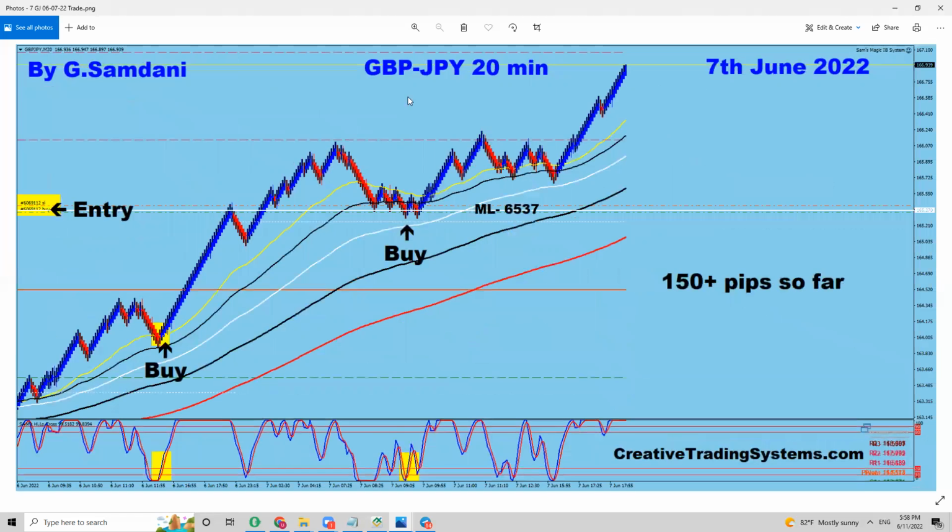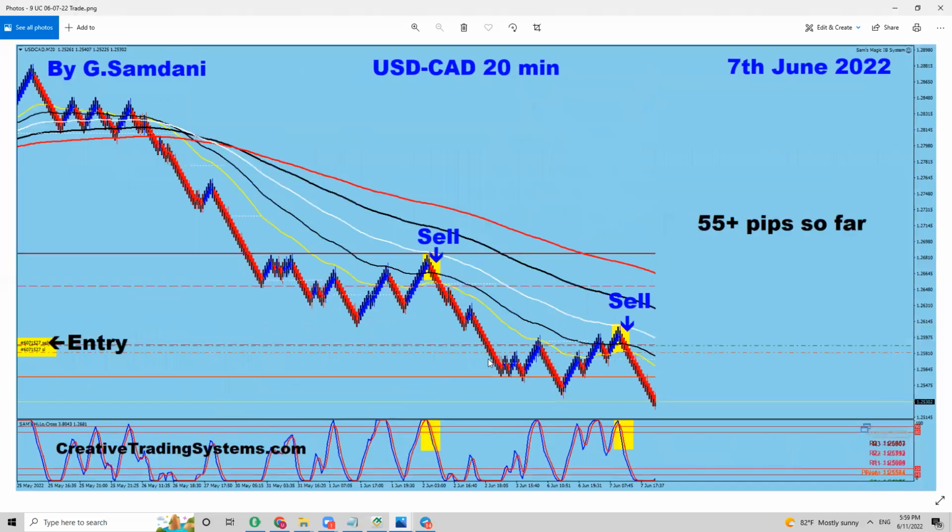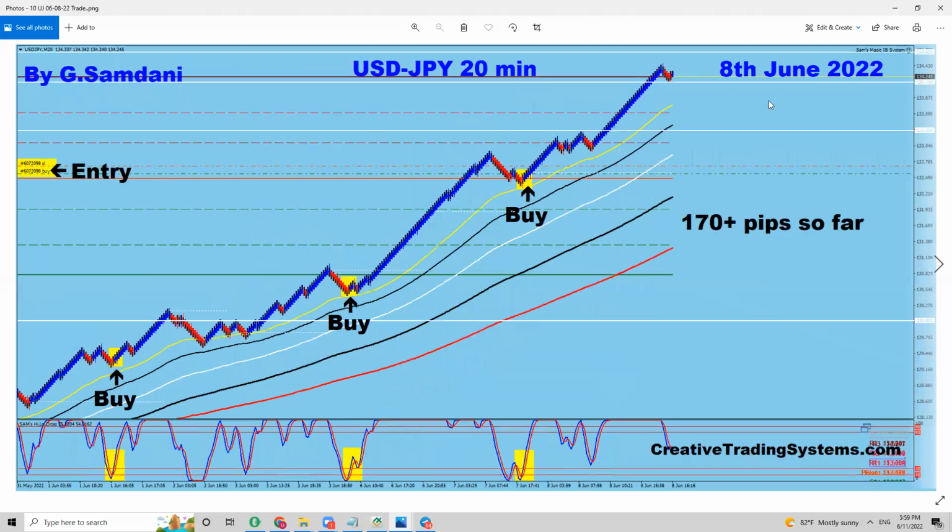And here you can see pound yen again on the 7th. This is the one I just showed you. This is the second one here, 150 pip. It went up, came down, and then went up again. On the 7th, Aussie yen again. This is the one I just showed you, and here 85 pip again on the 7th. USD-CAD, this was the trade, but this is the one that I'm showing here. It's 55 pip.